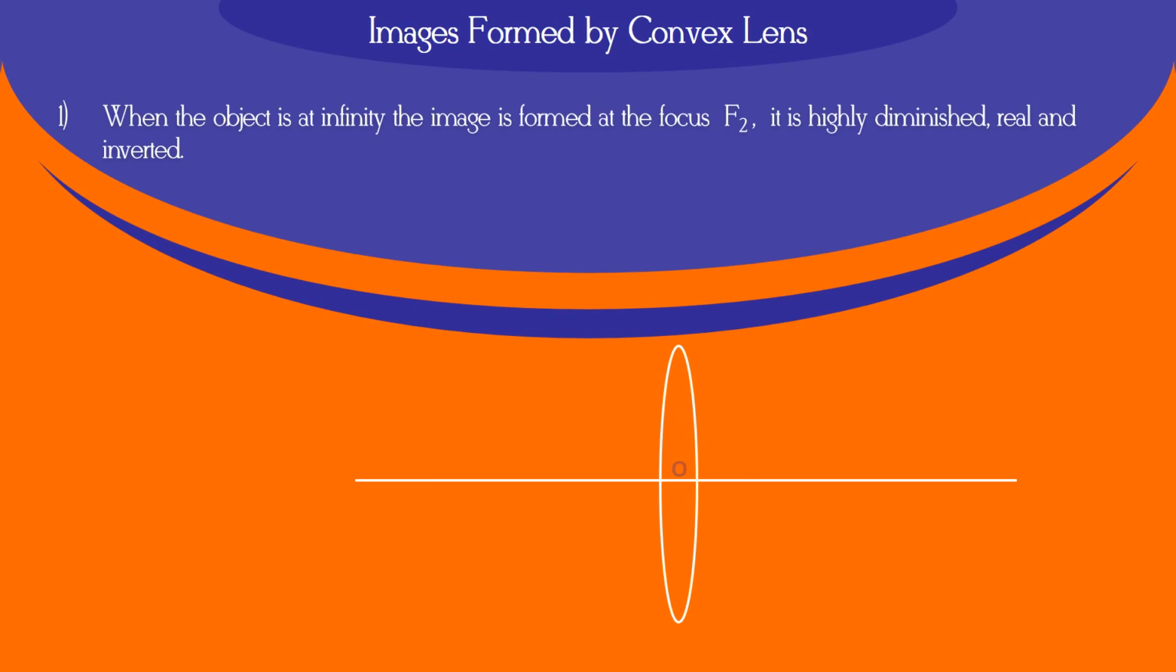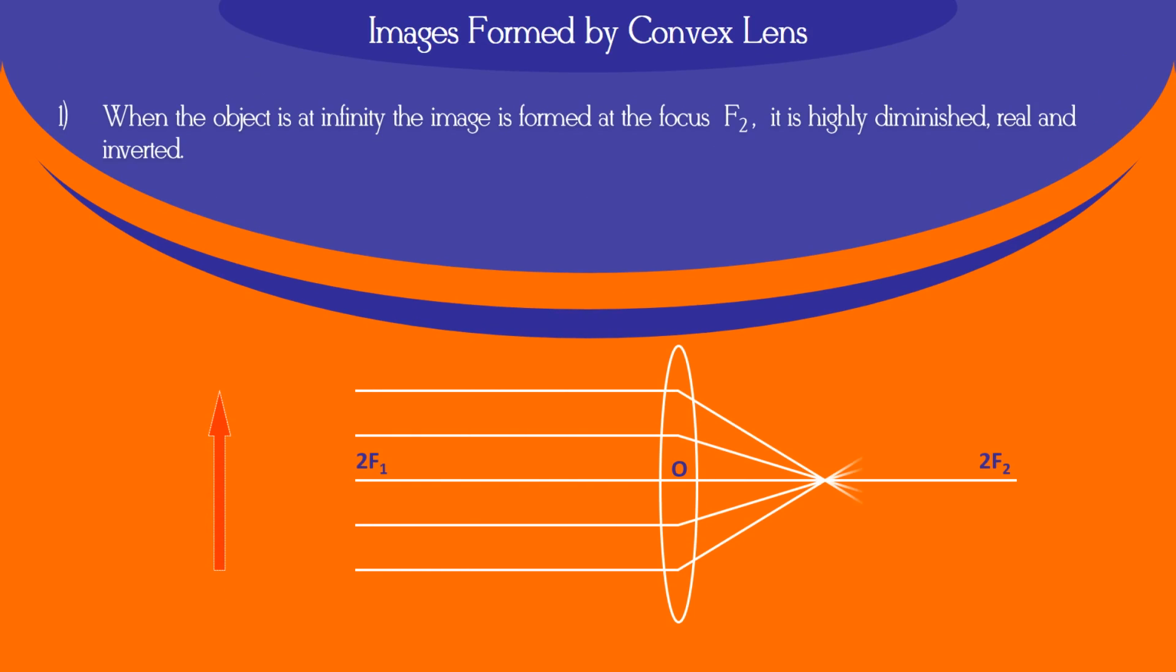Image formation by a convex lens. From the lens formula, we find that for a lens of a fixed focal length, as the object distance changes, the image distance also changes. Moreover, when the object distance decreases, the image size increases. This changes the position, the nature, and the size of the image. The first one is that when the object is at infinity, the image is formed at the focus and it is highly diminished, real, and inverted.